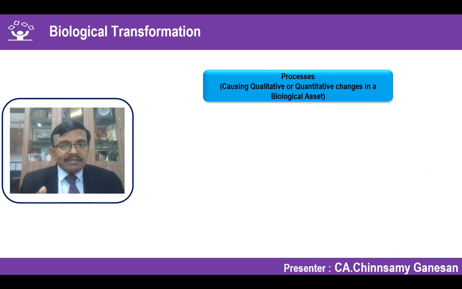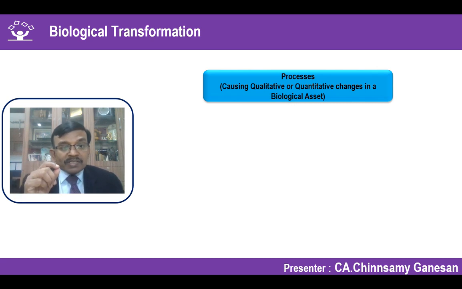What do you mean by biological transformation? As I have said, it is a controlled process. If it is not a controlled process, it is not a biological transformation. The transformation happens in a tree. A tree grows from a small plant into a smaller tree and then a mature tree, and starts giving the agricultural produce, or it is ready for felling.